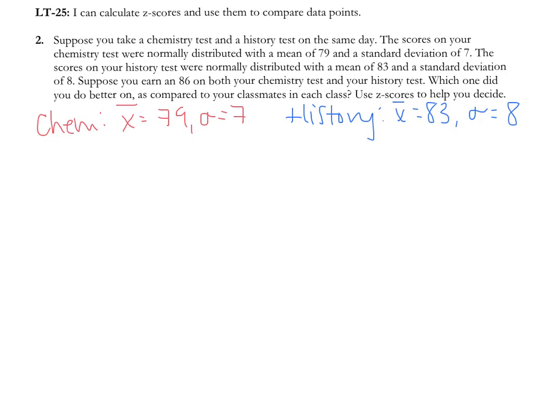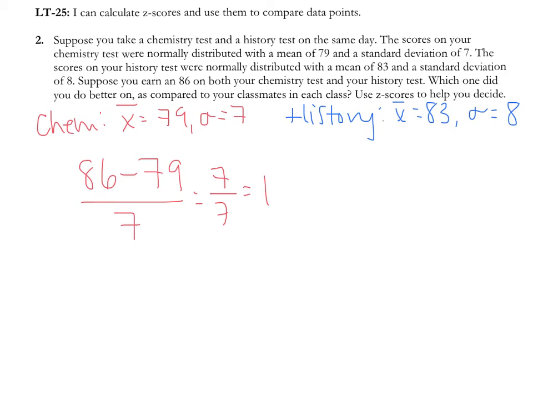So let's get started calculating some z-scores. To calculate your z-score for chem, we're going to take your score of 86, subtract off the mean, which is 79, and divide by the standard deviation, which is 7. If you do that out, you're going to end up getting 7 over 7, which is just exactly 1. So your score on your chemistry test was exactly 1 standard deviation above the mean for that class.